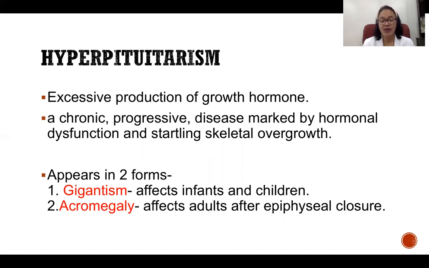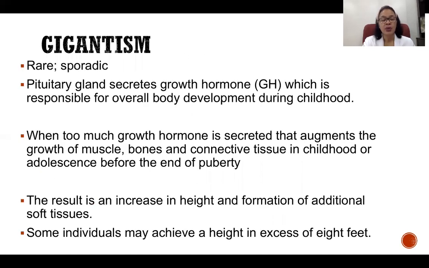So it can appear in 2 forms. In children and affected infants, it's in the form of gigantism, whereas affected adults may present with acromegaly, because this happens after the epiphyseal closure. When you say gigantism, this is actually rare and sporadic. This is where the pituitary gland secretes excessive growth hormone.